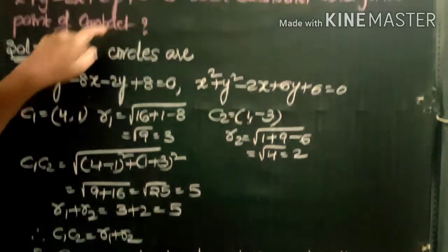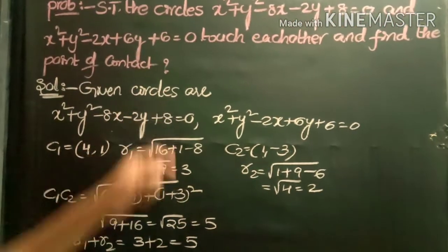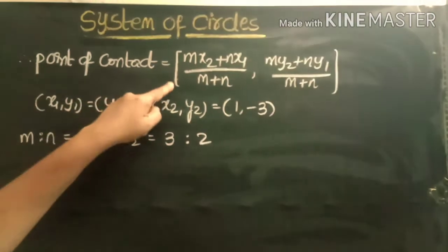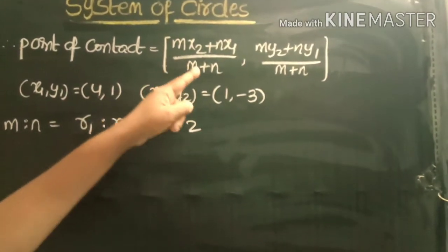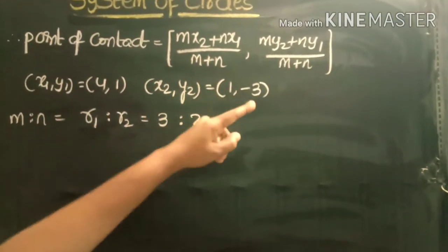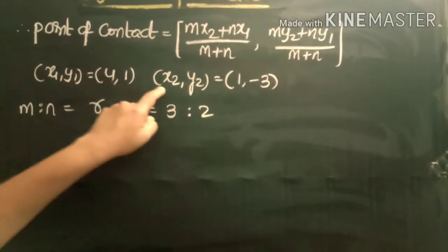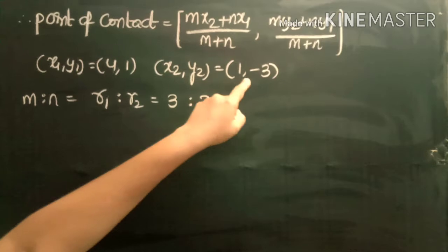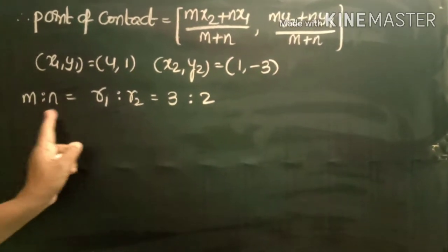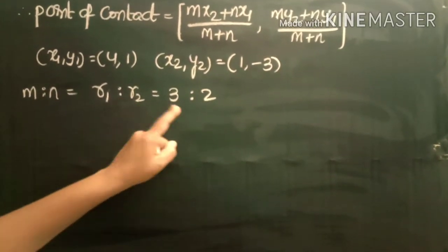Also find the point of contact. Now we have to find the point of contact. The formula is (mx2 + nx1)/(m + n), (my2 + ny1)/(m + n). Here (x1, y1) is the center of the first circle, (4, 1), and (x2, y2) is the center of the second circle, (1, -3), and m : n = r1 : r2, the ratio of the radii, that is 3 : 2.